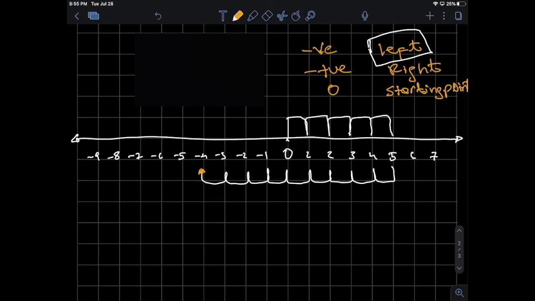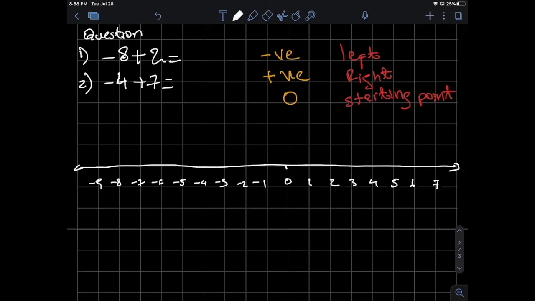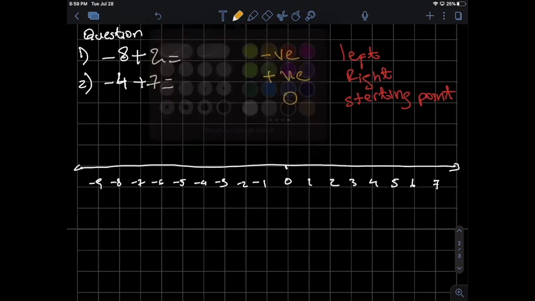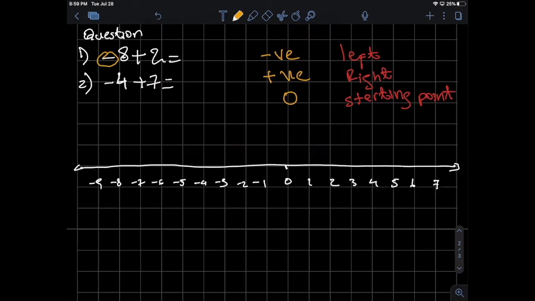Let's try a couple of problems. So the rule is we go left whenever we see a negative sign before a number, and we go right whenever we see a positive sign, and we start from 0. The first question says, what is -8 plus 2? For the 8, we have a negative sign before it, as you can see here. So we go where? We go left. Starting from 0, we're going to go 8 points to the left. So this is 1, 2, 3, 4, 5, 6, 7, 8.